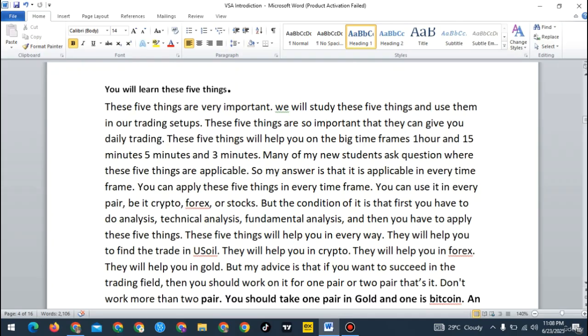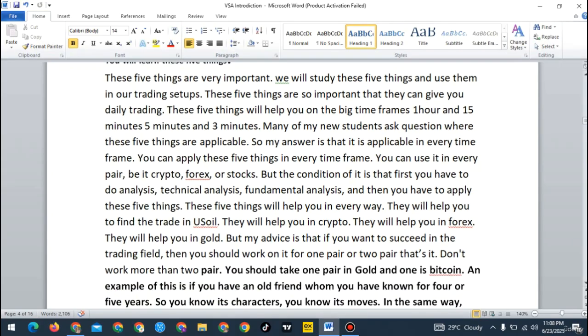You can use it in every pair, maybe crypto, forex or stock, but the condition is that first you have to do analysis, technical analysis and fundamental analysis, and then you have to apply these 5 things. These 5 things will help you in every way. This will help you to find trades in US oil. This will help you in crypto. This will help you in forex. This will help you in gold.